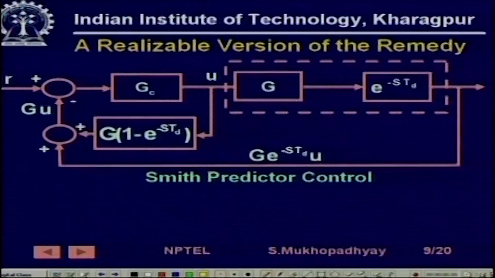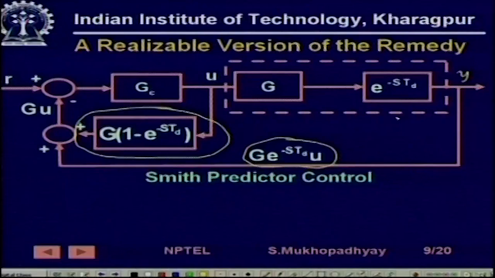So you see, I am giving the original feedback, which I was giving, normal feedback. And apart from that, I am giving an additional feedback. So what is this? Typically speaking, in the ideal setting, y is equal to g into e to the power minus s td into u, correct? So this is g into e to the power minus s td into u.